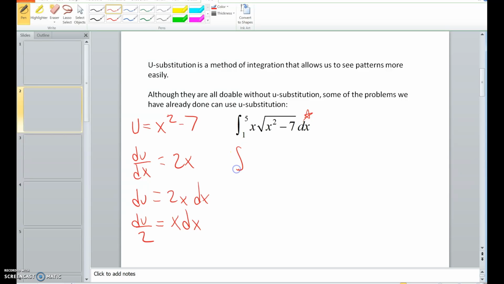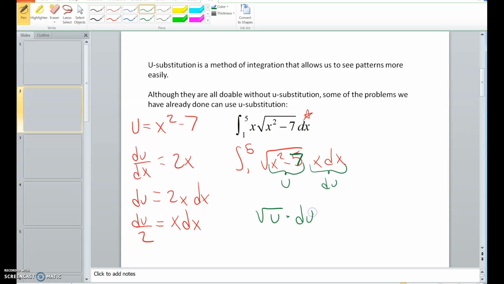So if you think about this problem, the original was like this. Okay, and what I have here is x squared, whoops, sorry, I wrote minus 5, this should be minus 7. This is u, and this is du. So I can rewrite this problem as the square root of u times du, and I want to take the integral.